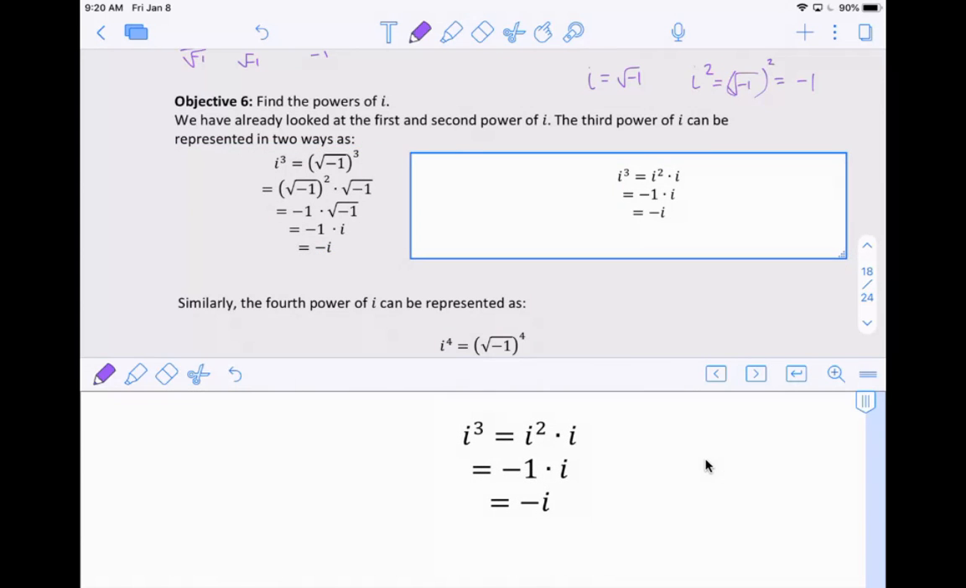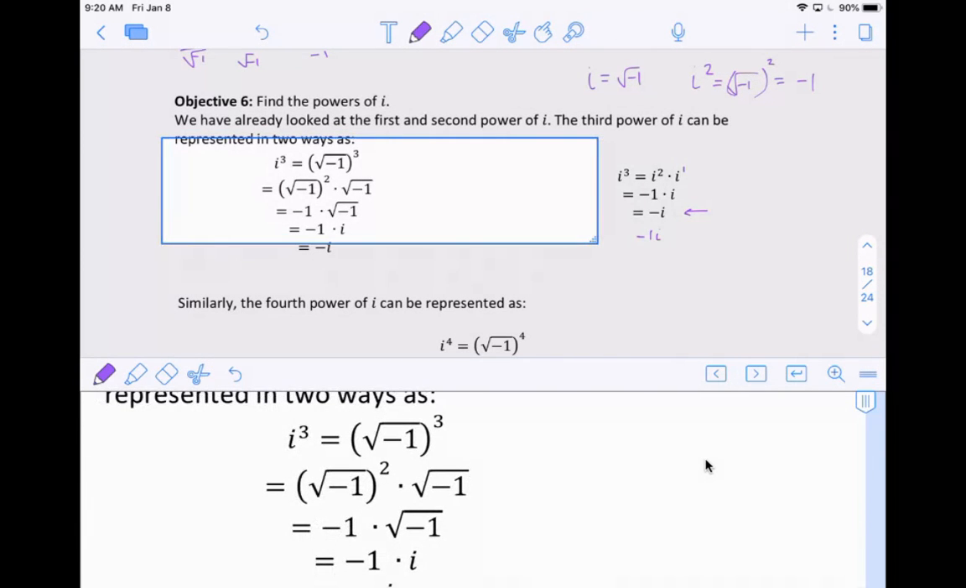i cubed is the same thing as i squared times i to the first. If you remember, there's a rule that if you have two of the same base, you can add the exponents, meaning you can undo that as well. And we know i squared is -1, so what we get is a negative i, which you can write as -1i.